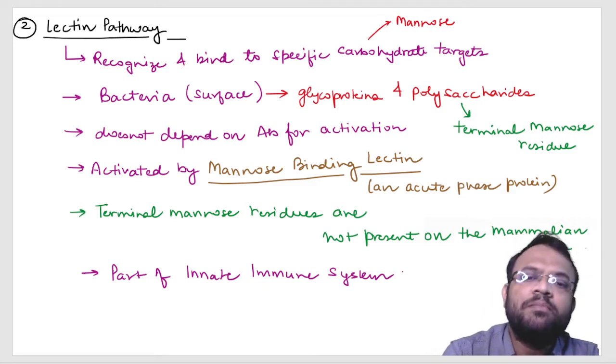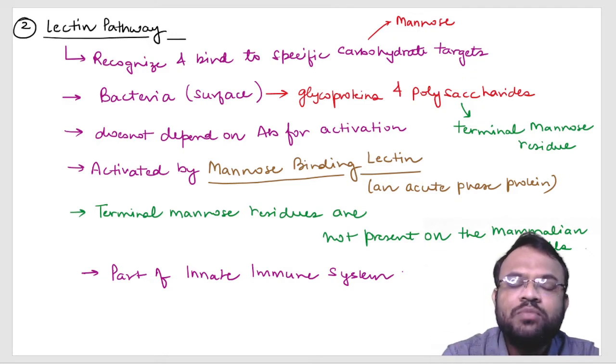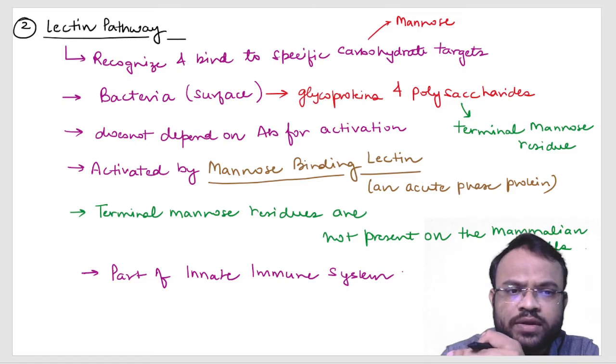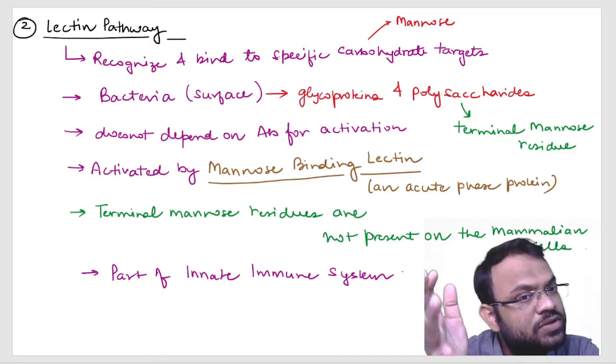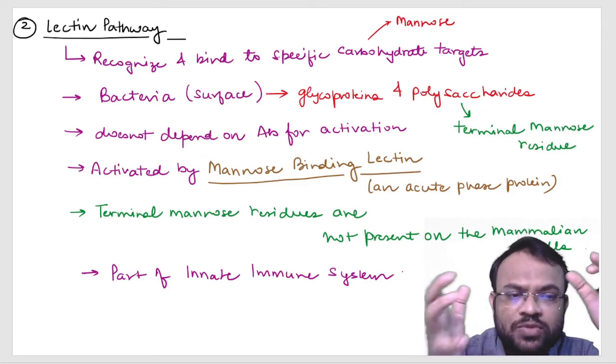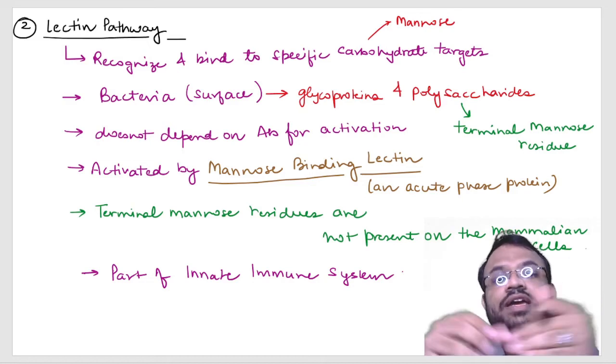Next point is that it is part of the innate immune system. Since there is no antibody involved over here, that means no antigen antibody complex is present over here. Therefore this lectin pathway is aiding the innate immune system.